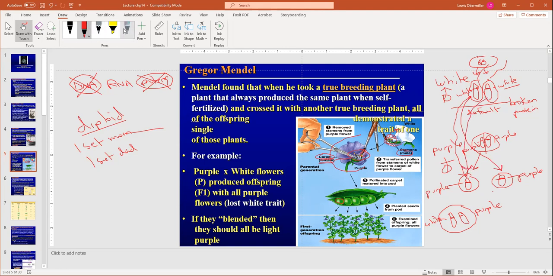Let me change colors so it's not so busy. So this sperm fertilized this egg. This sperm fertilized this egg. This sperm fertilized this egg. Or the last possibility is this sperm fertilized this egg. So all four of those possible outcomes, it doesn't matter because dad can only give white. And mom can only give purple. So this is always going to have one white and one purple.